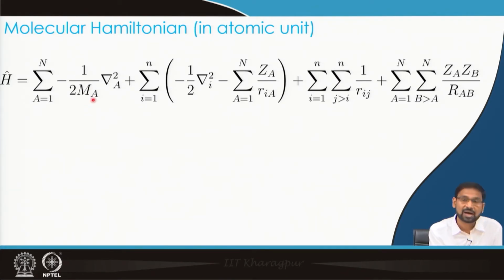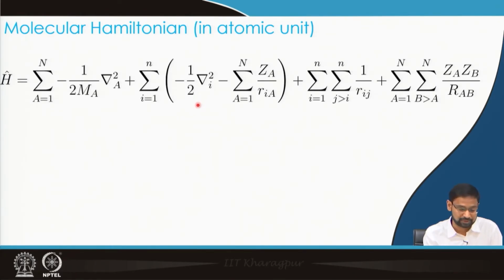And here you see the mass of the nucleus is kept within the summation, because in a molecule I would have different atoms. Suppose I have a hydrogen atom and an oxygen atom, each of them would have a different atomic mass. So, this mass of the atom is kept within the summation. So, this is the nuclear kinetic energy operator.